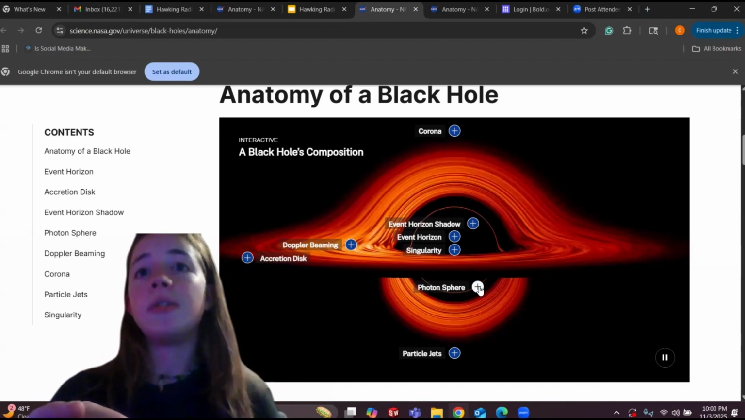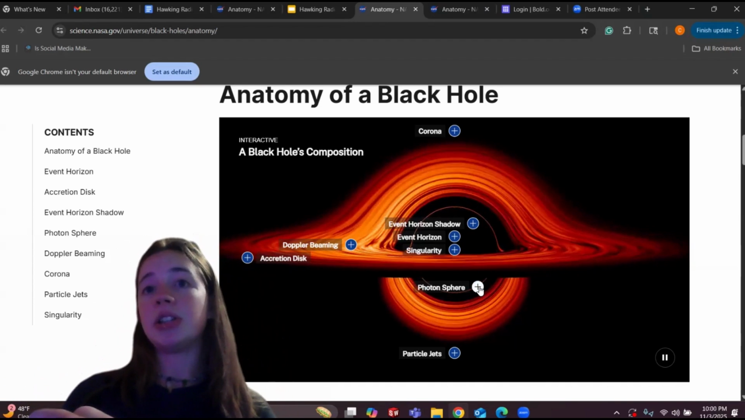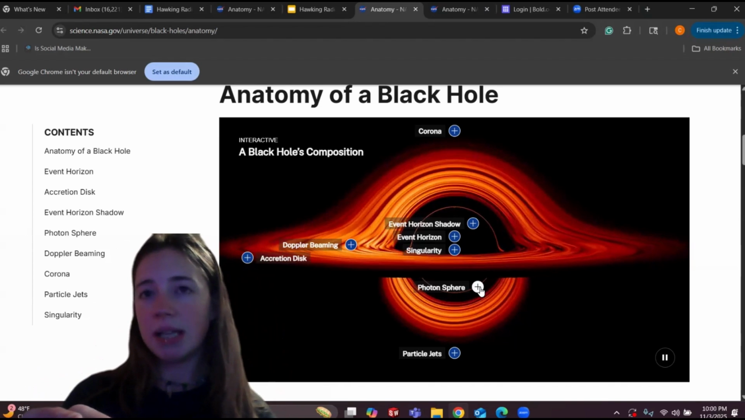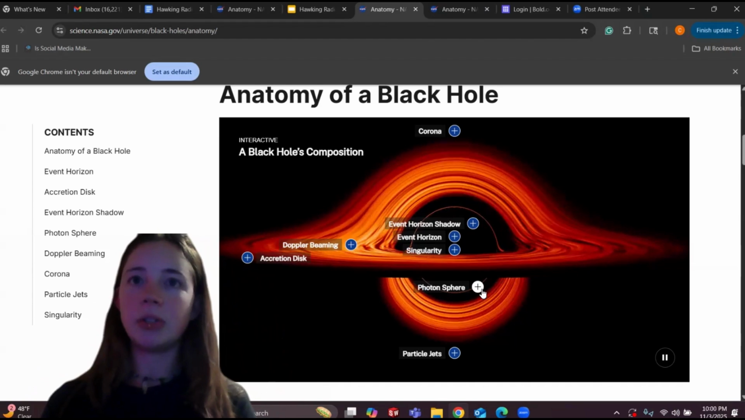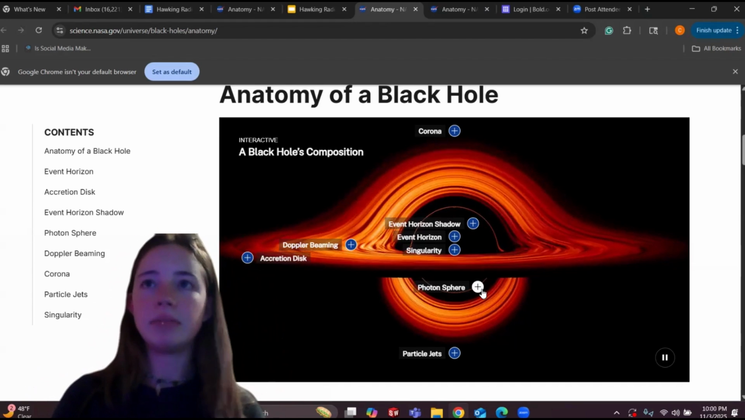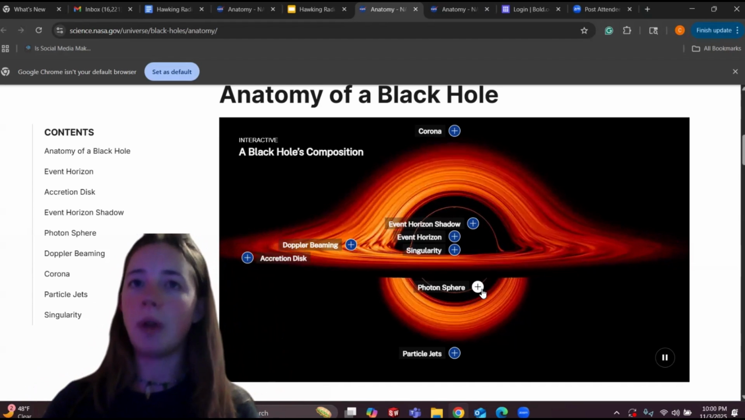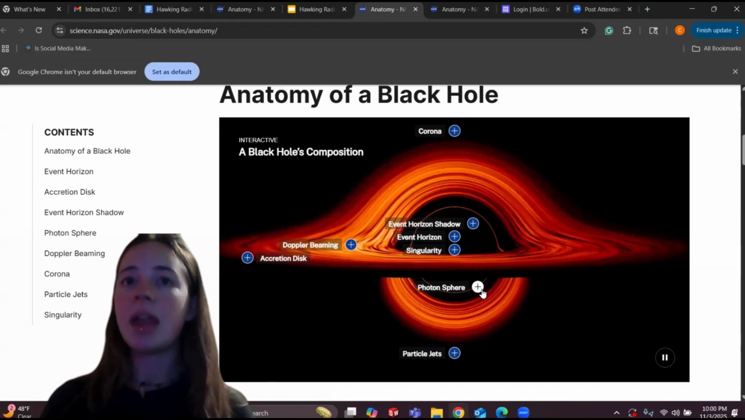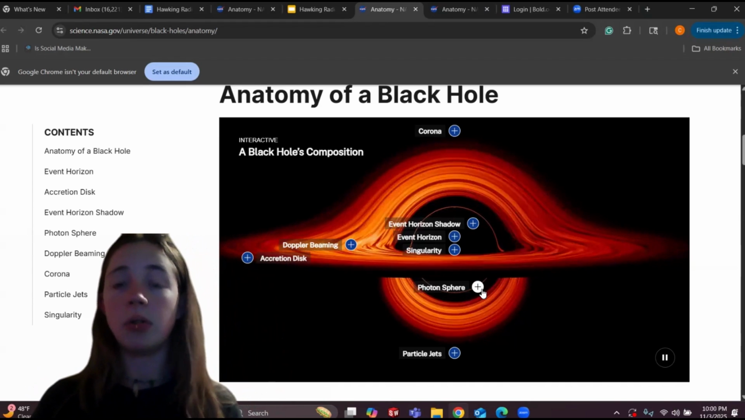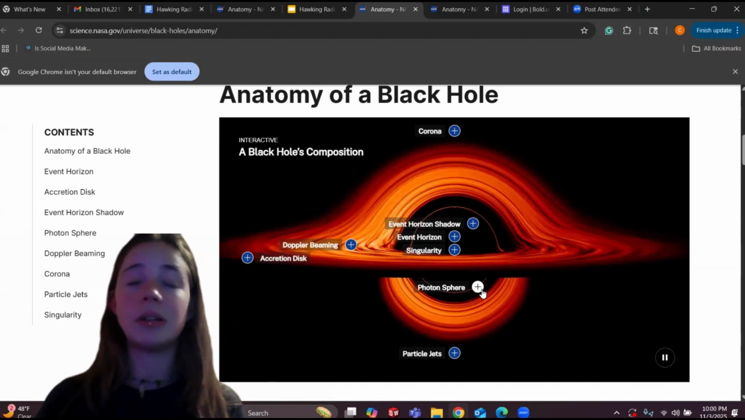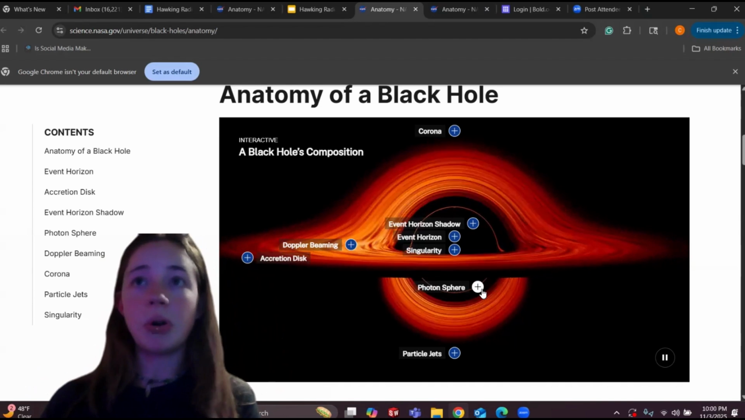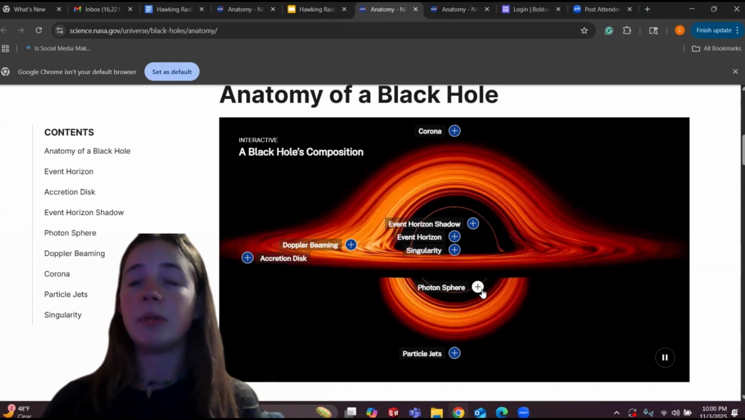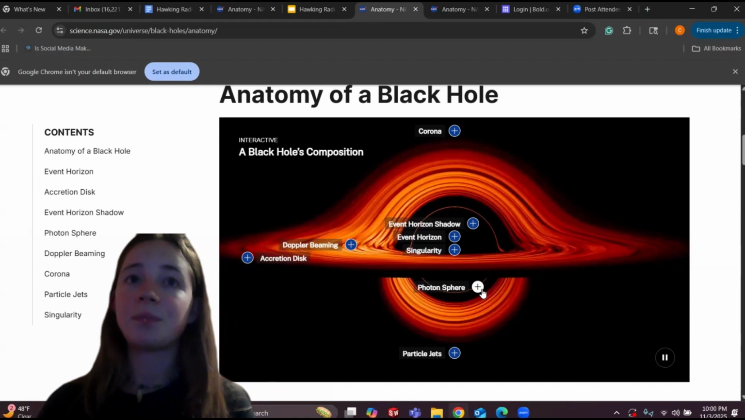Then we have the photon sphere here, which is right outside of the event horizon, and it's just particles of light from that accretion disk quickly orbiting that event horizon shadow before falling into the event horizon. And a photon is just a particle of light moving through the electromagnetic spectrum. So it really is just particles of light quickly orbiting before they fall into that event horizon.